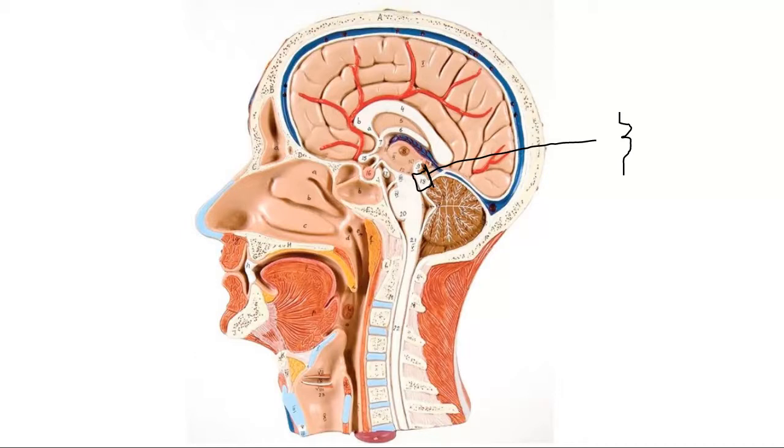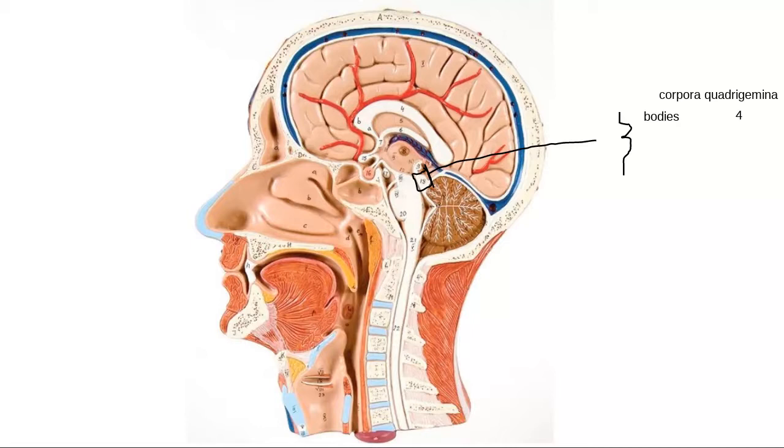So these are called corpora quadrigemina. Corpora literally means bodies. Quadrigemina means four. Corpora quadrigemina. It's a series of four bumps that are on the back side of the midbrain. Again, these are really important, like we were talking about, for our auditory and visual reflexes.